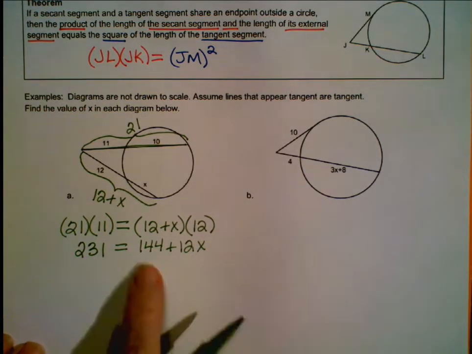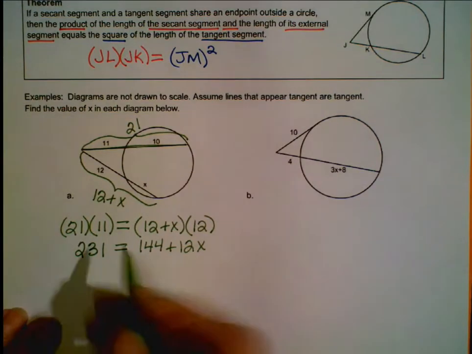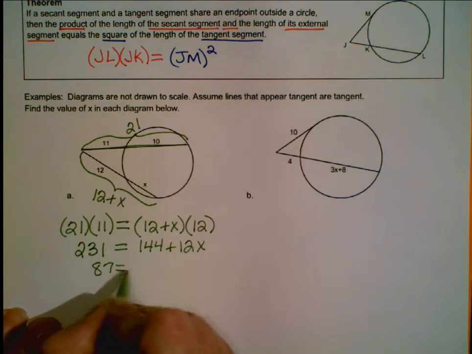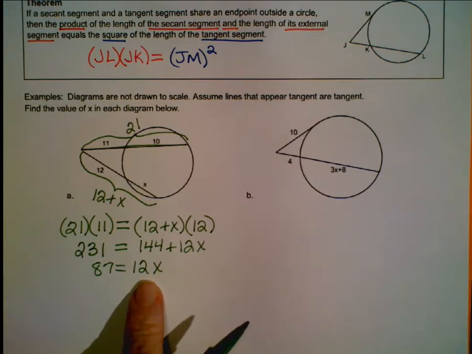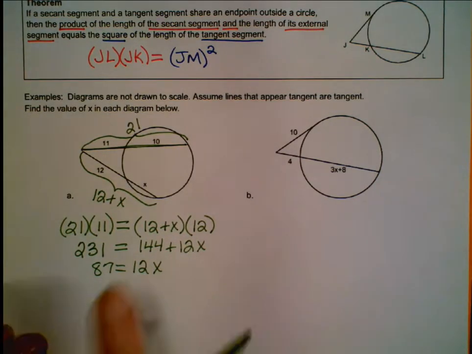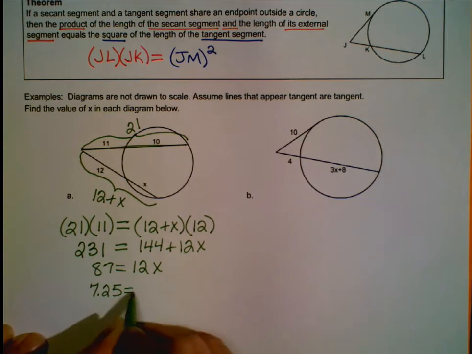All right, so to solve for x, I want to subtract 144 from both sides. It's going to give us 87 equals 12x. And then I want to divide by 12 on both sides. So we end up with 7.25 equals x.